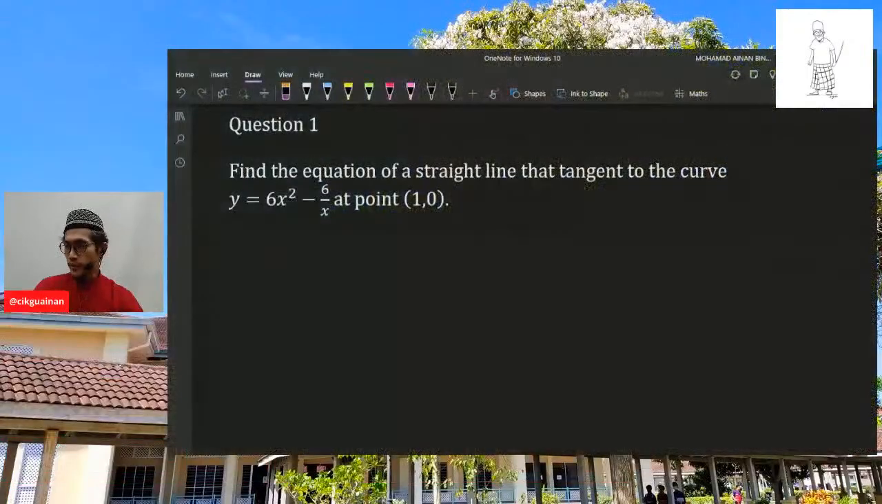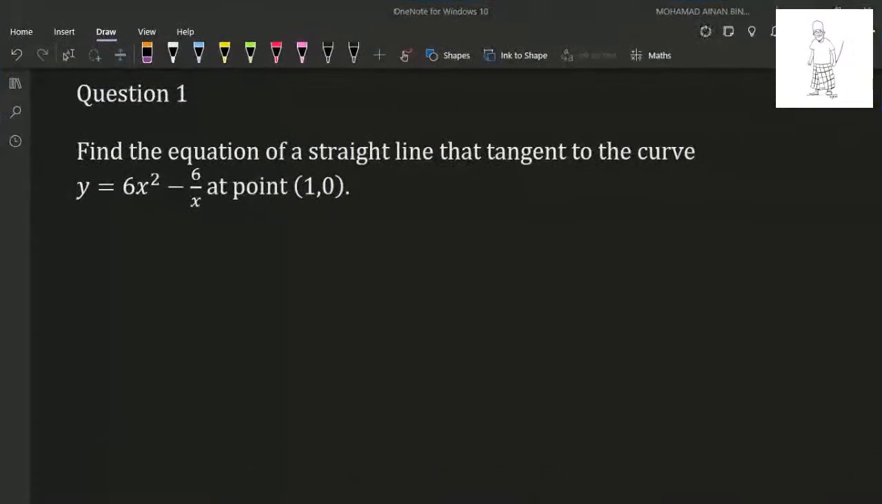As you can see over here, we have an equation and a curve. Question one: find the equation of a straight line that is tangent to this curve at point (1, 0).